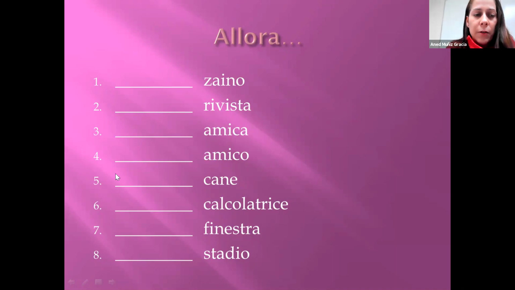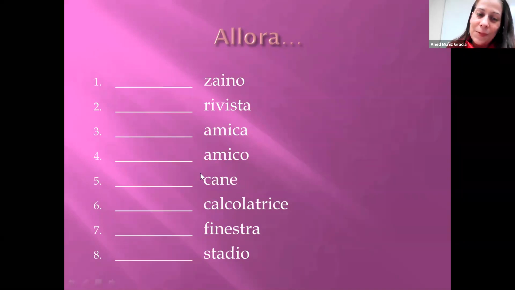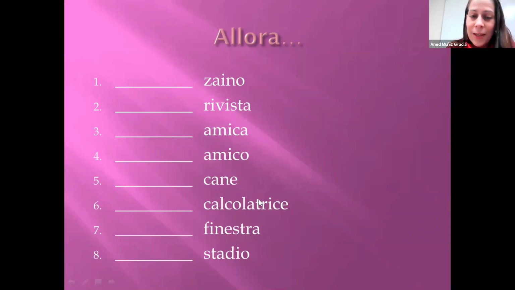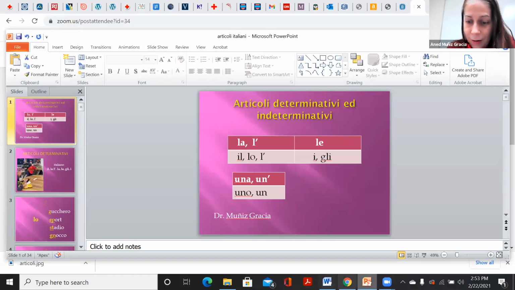Okay. Poi, 5, un cane. I gave you the answer before telling you that this is masculine. Singular begins with a consonant. Bene. Calcolatrice, this is a feminine noun. Comincia con consonante. Una calcolatrice. Finestra, femminile, comincia con consonante. Una finestra. Stadio, maschile, comincia con consonanti speciali. Quindi uno stadio. Bene? So, that's it here.